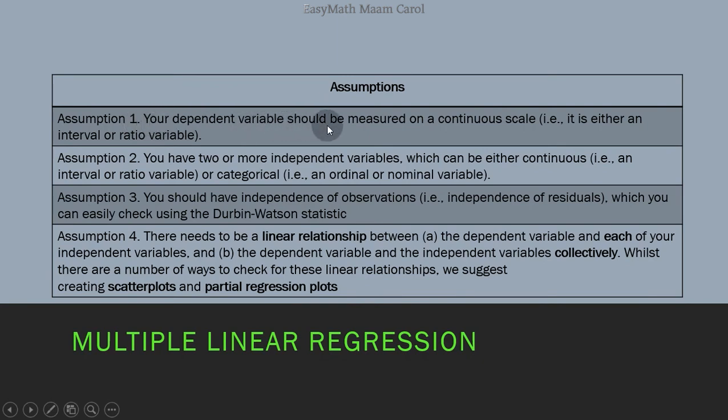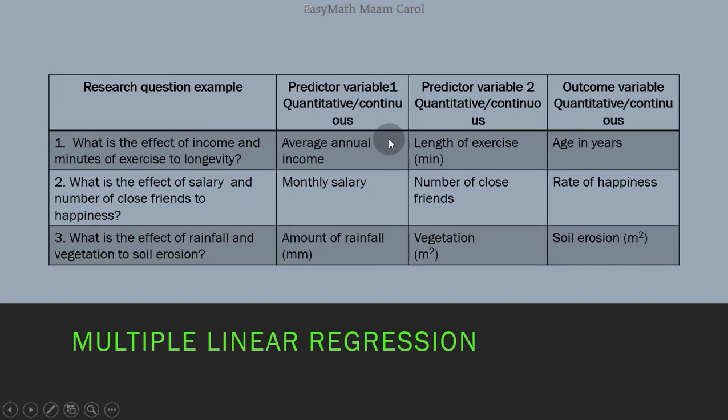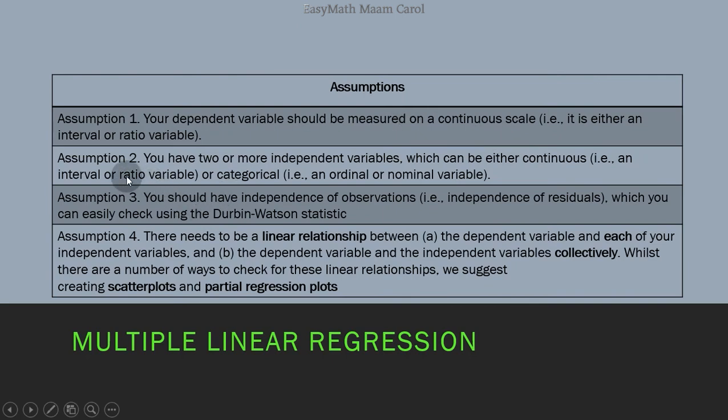Your dependent variable should be measured on continuous scale. So it's either interval or ratio. You have two or more independent variables. That's the minimum, two. If you only have one, then you can do the simple linear. Now this time it says here that it can either be continuous or categorical. In our example, we have both quantitative or continuous variables as predictors. But our assumption number two doesn't limit it to continuous. Your independent variable can either be continuous or categorical.